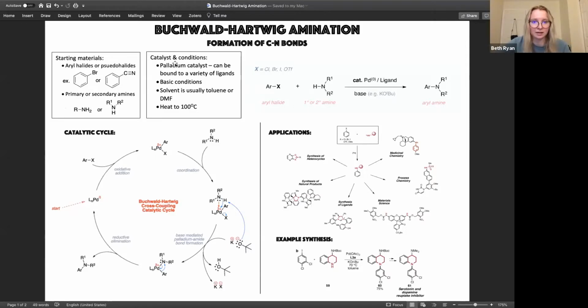So the catalyst and the conditions, once again, it's a palladium catalyst, which can be bound to a variety of ligands that I have shown down below. It's basic conditions, much like the other reactions. The solvent is usually toluene or DMF. Most of the ones I found used those two, so I assumed that to generalize it, and they're normally heated to approximately 100 degrees Celsius. And here's a simplified reaction scheme.